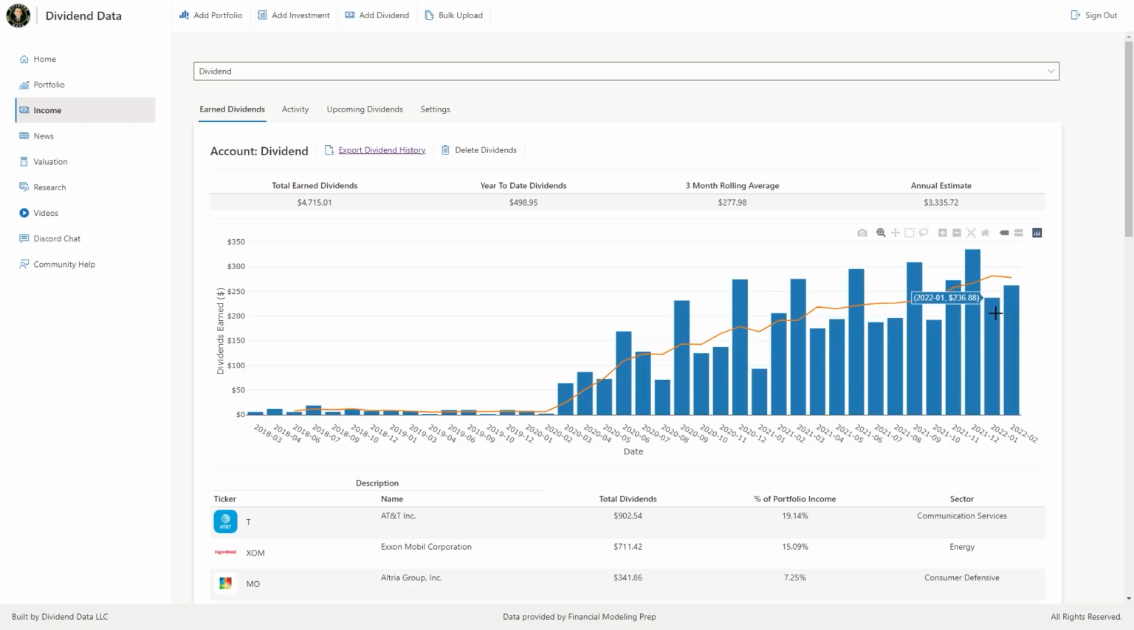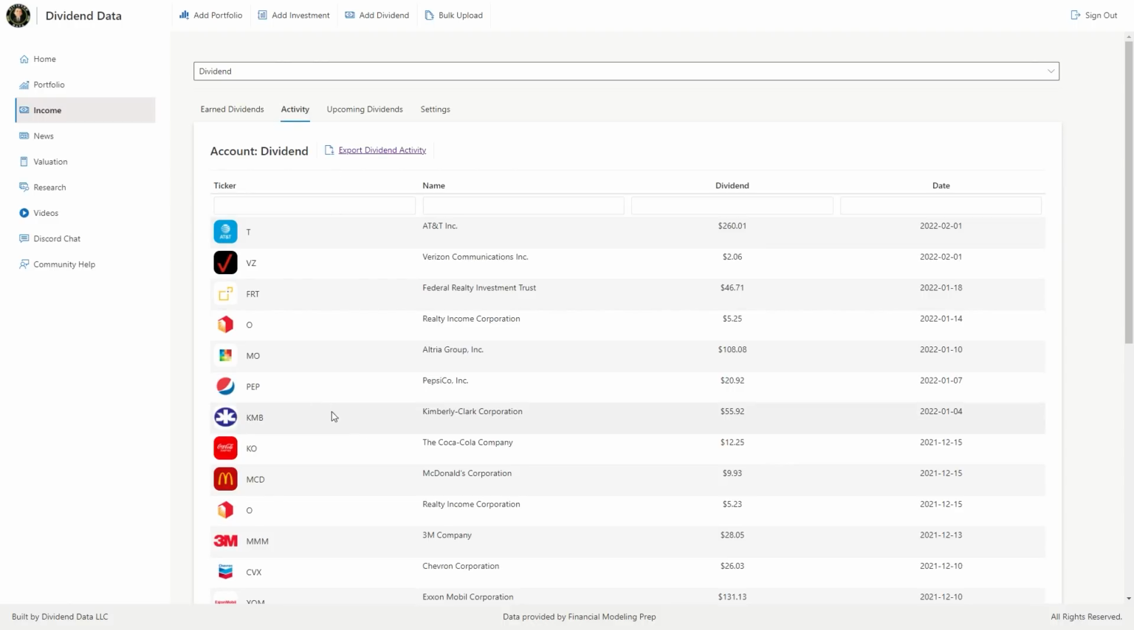In January, I earned $236.88. This included $55 from Kimberly-Clark, $20 from PepsiCo, $108 from Altria Group, $5.25 from O, and $46 from FRT.